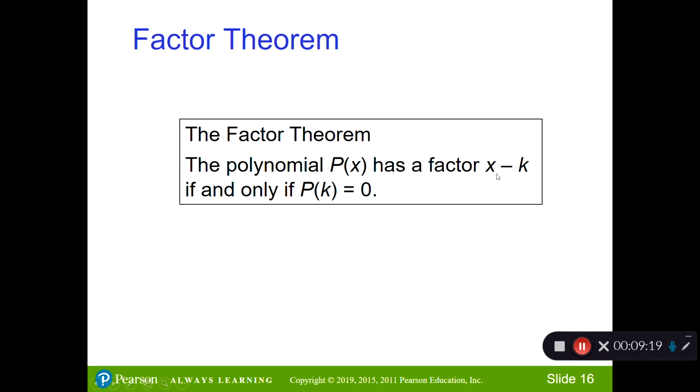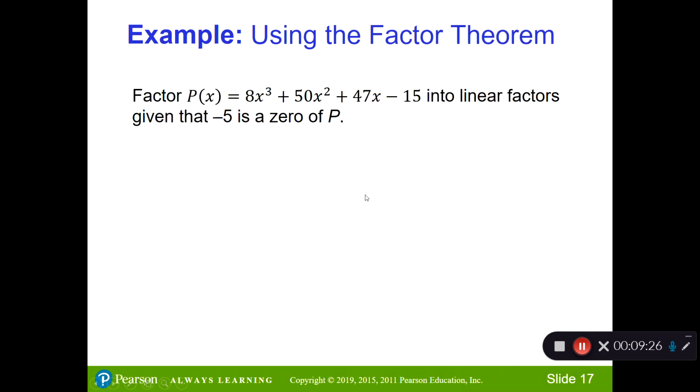The polynomial has a factor if and only if we evaluate it to 0. That means if the remainder is 0, like I showed you in the first example.